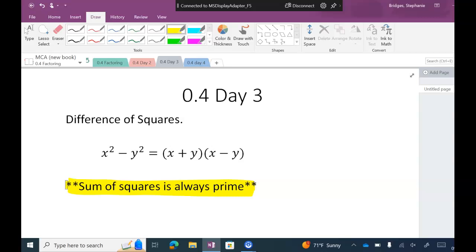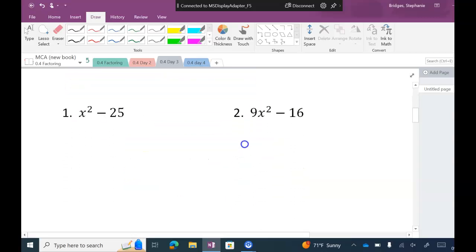Everybody ready? Okay, so again, we're looking for two perfect squares that are being subtracted to be able to factor them. So we'll start with number 1.